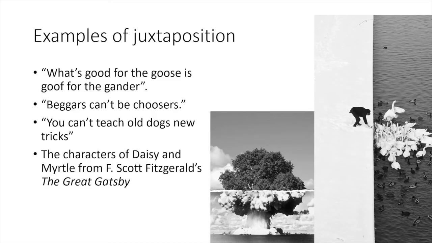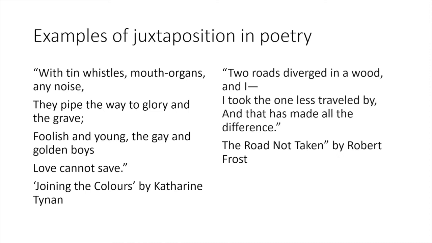And then the image on the further right-hand side is a man feeding ducks in a lake. You will be able to see the contrast not only in color, in black and white and gray, but also the fact where the man is standing on the bank is completely bare, contrasting to the pond where all the ducks and swans are. Let's look at examples of juxtaposition in poetry.